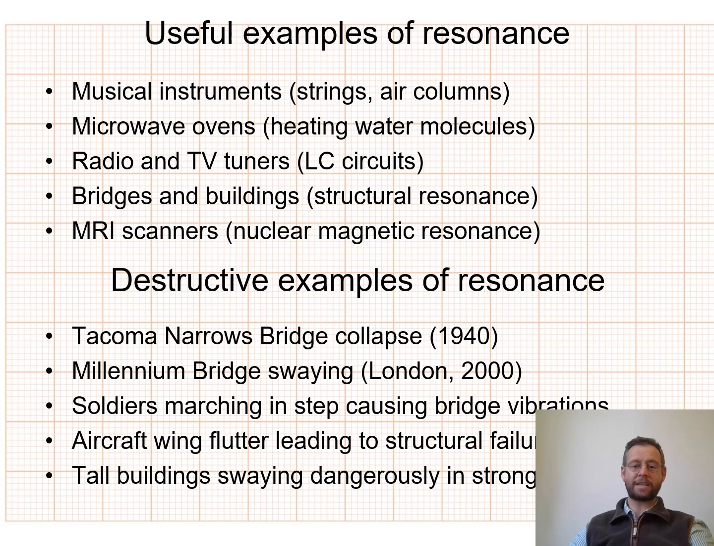Destructive examples of resonance: the Tacoma Narrows Bridge collapse. You're not an engineer unless you've watched that video. The Millennium Bridge swaying side to side. Soldiers marching in step, causing bridge vibrations. Aircraft wing flutter, leading to structural failure. So they have to make sure that your wings don't fall off. And of course, tall buildings swaying dangerously in strong winds. We have to make sure we cancel out any kind of movements whose amplitudes are getting larger and larger.